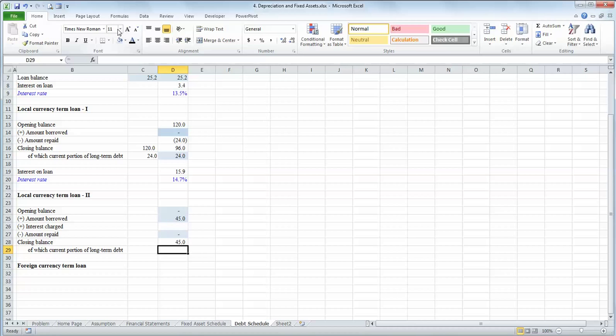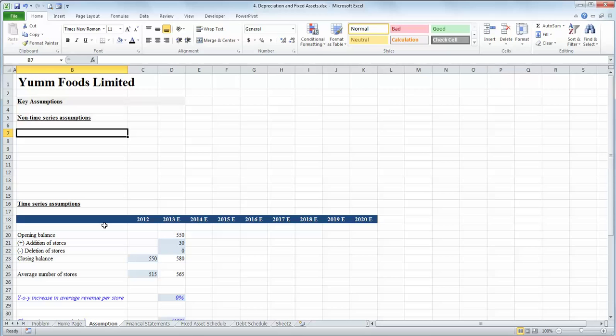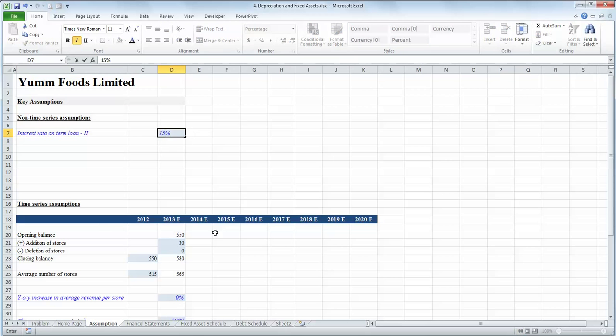The current portion of long-term debt, again we'll come to it in a second. First let's calculate interest on this loan. So we'll have to capture the interest rate in our assumption sheet. Now this loan has a fixed interest rate, so we may as well keep it in non-time series assumption as this is not going to change over a period of time. Interest rate on term loan 2, we know that is 15%, so let's capture that.